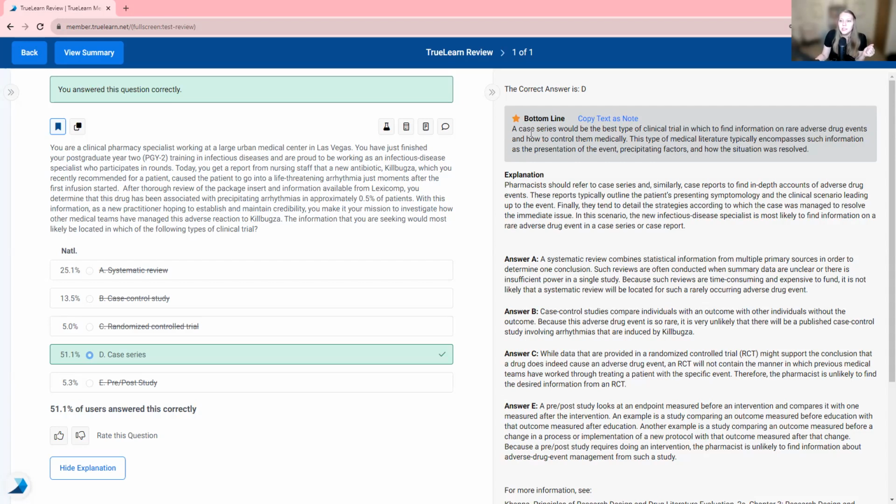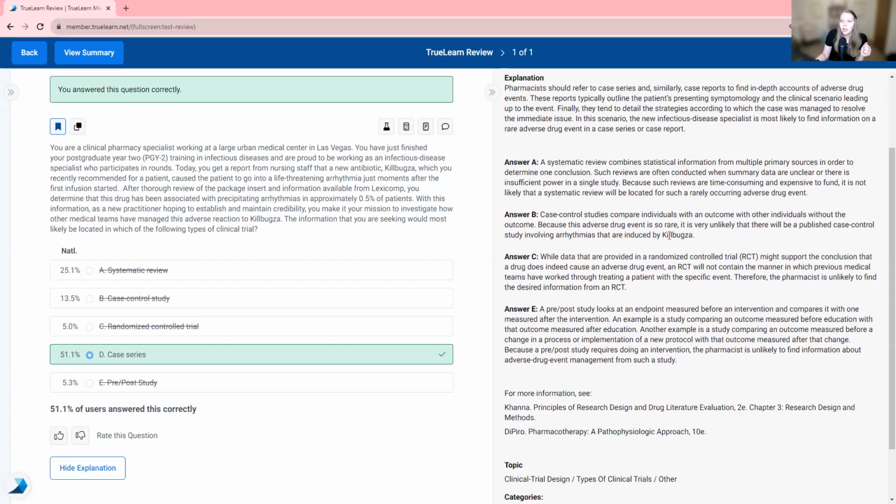So the bottom line here is a case series would be the best type of clinical trial in which to find information on rare adverse events and how to control them medically. This type of medical literature typically encompasses such information as the presentation of the event, precipitating factors, and how the situation was resolved, which is what I was saying. We're more likely going to see a walkthrough of the entire case and what they did to resolve it. I like the different answers here where you're trying to find what type of information would be best. The explanation talks about how this is the kind of thing that pharmacists sometimes have to do. We get drug information questions all the time, and we do need to find what type of study is going to work best for this.